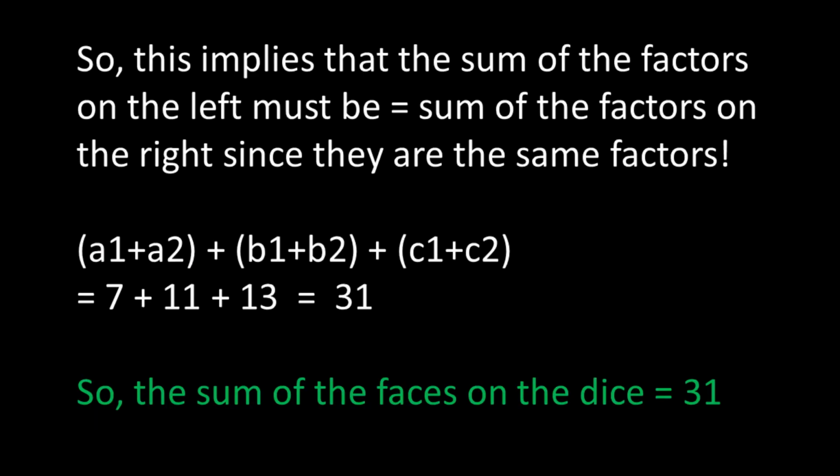This implies that the sum of the factors on the left must be equal to the sum of the factors on the right, since they are the same factors. Notice that when you add the factors on the left, you are actually adding the numbers on the faces of the dice. This sum equals 7 plus 11 plus 13, which is equal to 31. So the sum of the 6 numbers on the faces equals 31.